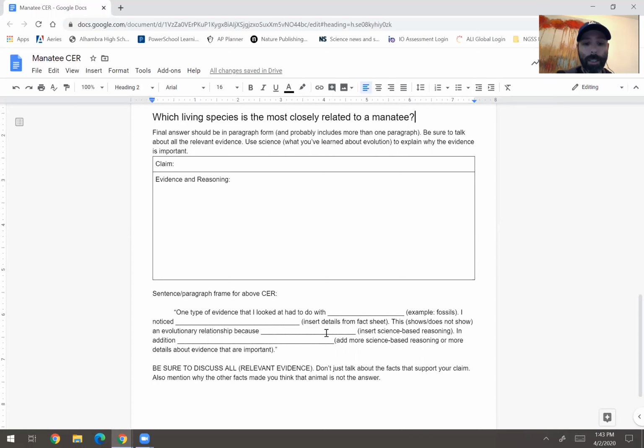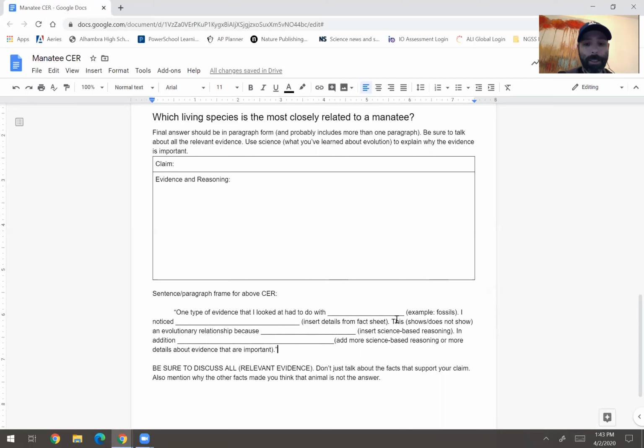And so down here on the Google Doc, I've added this. If you've already made a copy, then this won't be on there, but I included it in an email that I sent. Down here, I've included what I'm calling a paragraph frame, where if you don't really know how to write the paragraphs, if you follow this, this will help you hit more details, hopefully all the details, but more details.